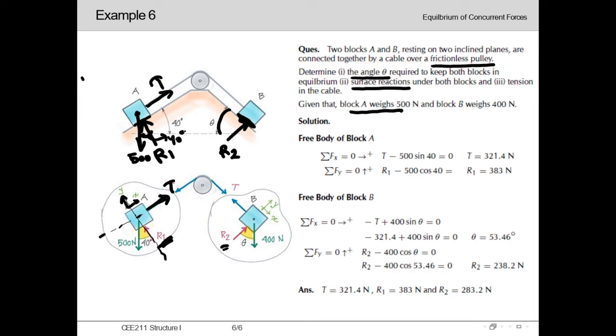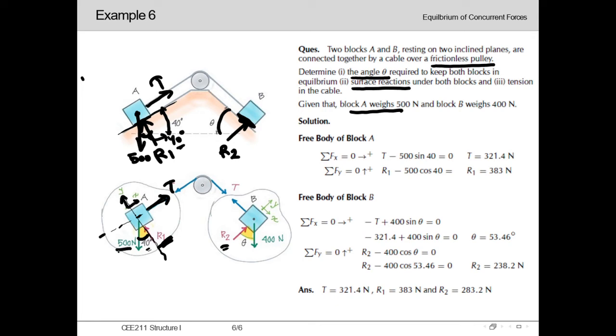Why this angle is 40 degree? Because we have already learned the concept in our example 1 and 2, mainly in example 2, that as this plane is at an angle of 40 degree with the horizontal axis, this 500 Newton will also be acting at an angle of 40 degree with the vertical axis. So as this is a vertical axis, this angle will be 40 degree, 500 Newton.